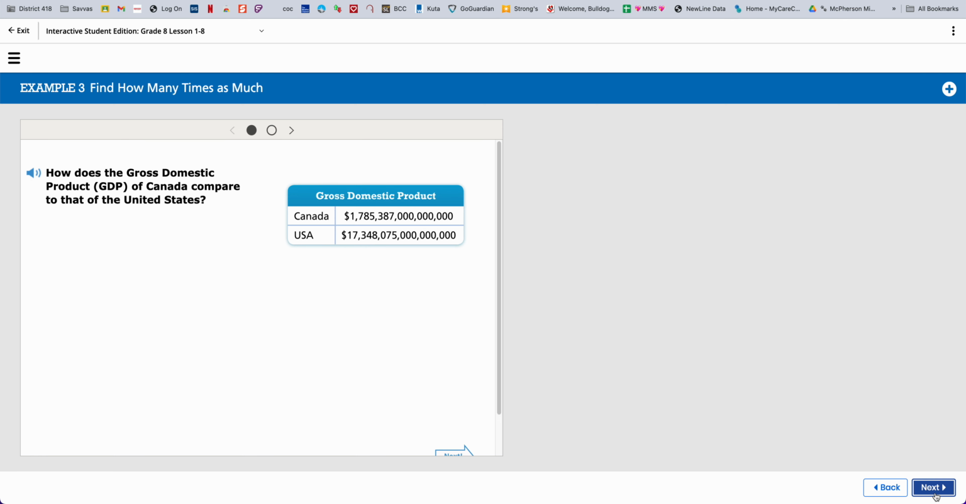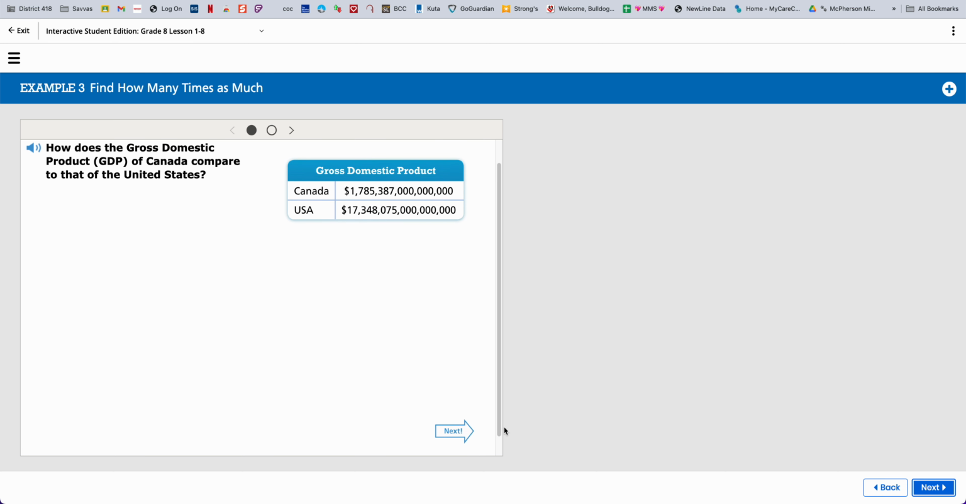So the gross domestic product of Canada is $1,785,000,000,000,000. The gross domestic product of the U.S. is 17,348,375,000,000,000. I got that right. $75 billion. I thought we were that much in debt. Oh, we are in debt. Our debt's not quite that big. So let's see what they do.